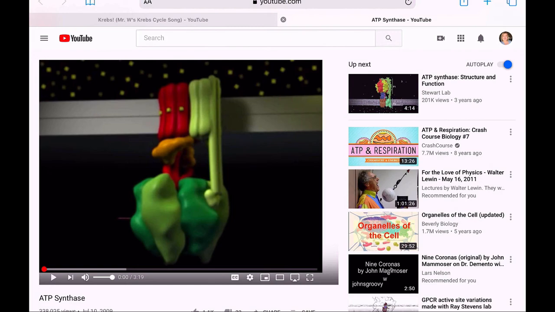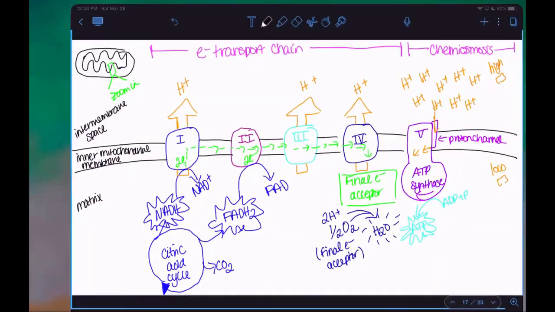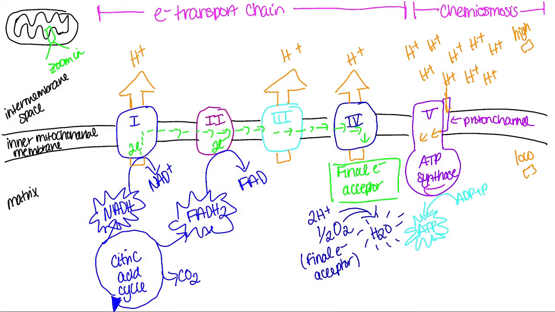Okay, so I'm going to go ahead and pause it there. Again, this video gives us a little bit more detail than we need to know about ATP synthase, but I like it because it does a really nice job of showing us how these protons go through the proton channel, and then how this ATP synthase actually gets turned to form the ATP.